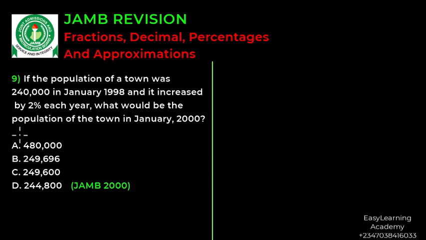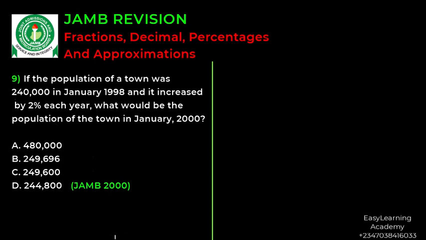We have a question here that says the population of a town was 240,000 in January 1998 and it increased by 2% each year. What will be the population of the town in January 2000? And we have the options here. So as usual, I would want you to pause the video, try to solve it so we can compare our answers together. How about that? So pause the video and try.